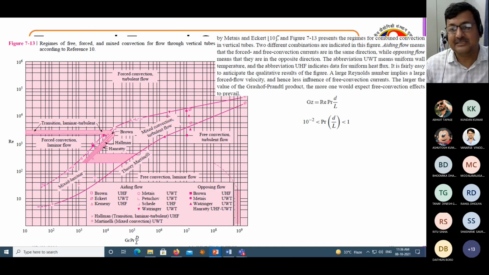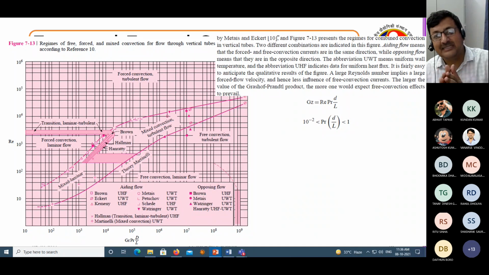Clear? Any question? Sir, what is this aiding flow and opposing flow? Aiding means free and forced convection are working towards the same direction.